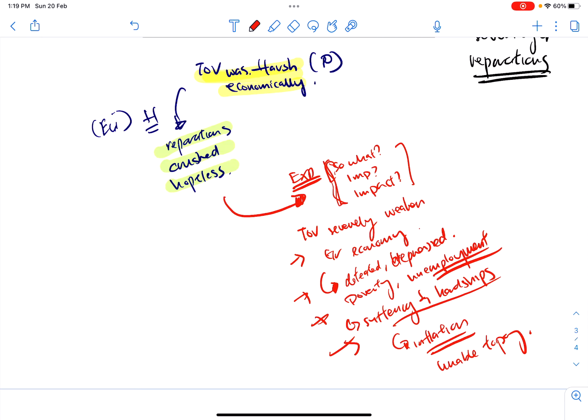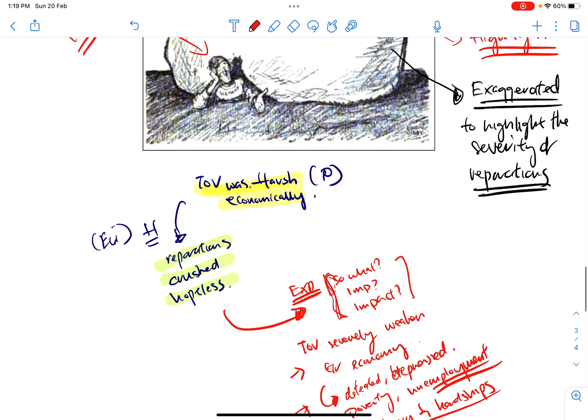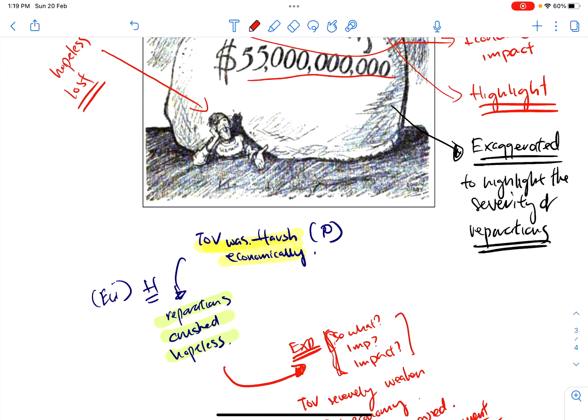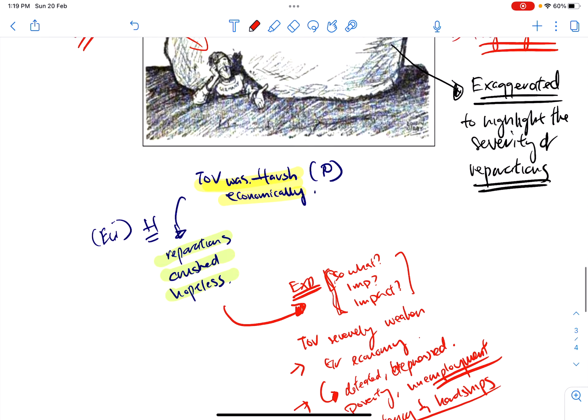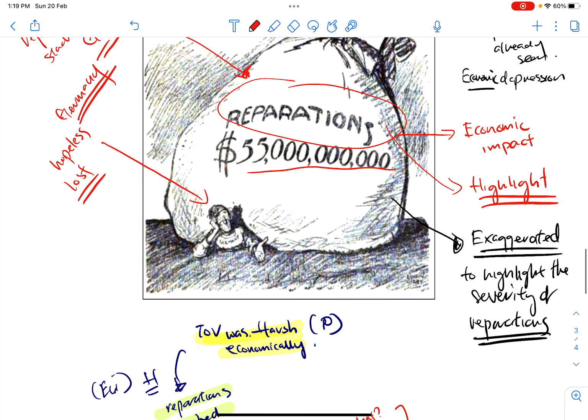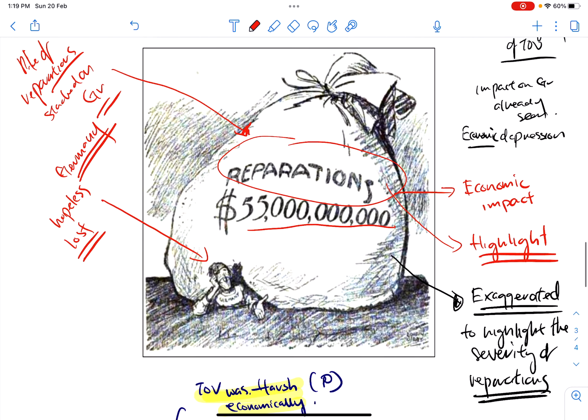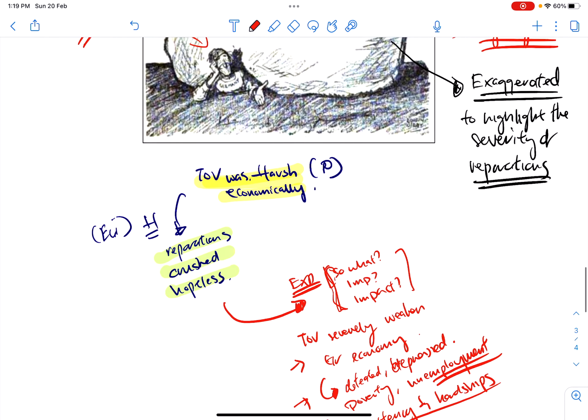Your main point is the TOV was harsh. The main impact we are talking about is economic. So your main point is the TOV was harsh towards Germany because it led to the downfall of their economy. Okay, affected them economically speaking. Evidence, I see a big part of reparations. Everything you see right down here, Germany crushed, Germany looking hopeless, and the use of exaggeration to imply that the reparations are too great an amount.